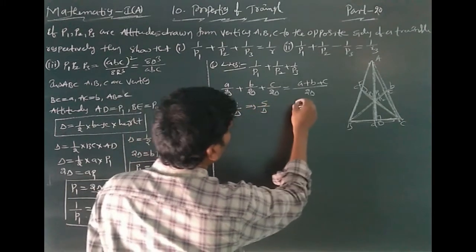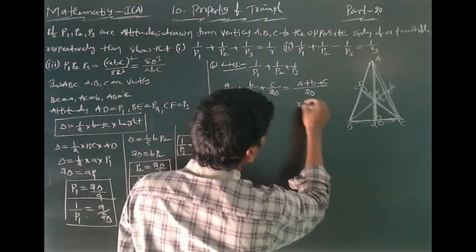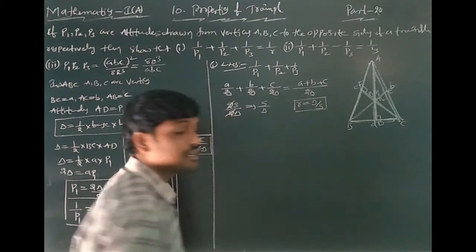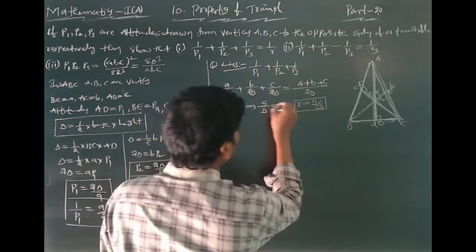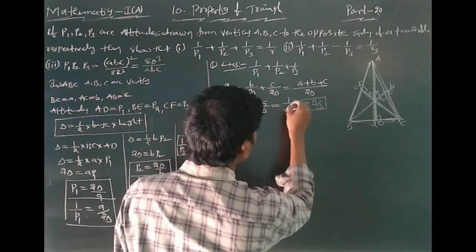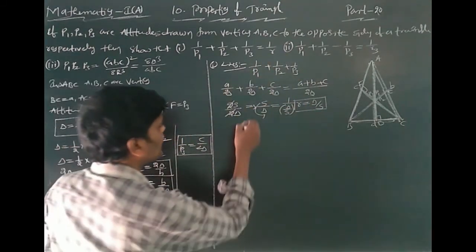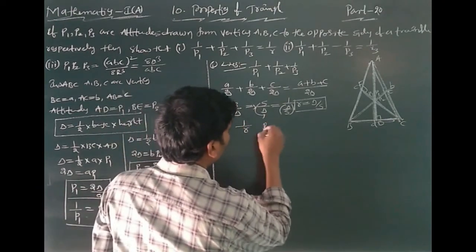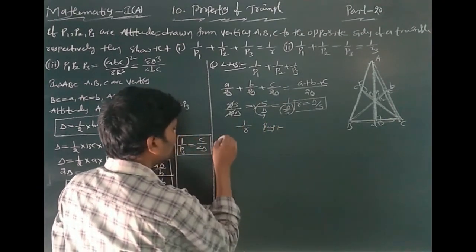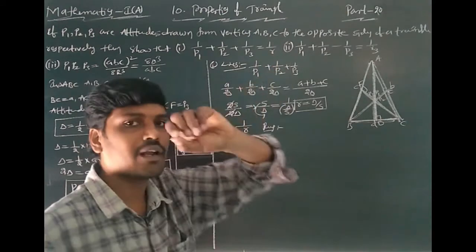S by delta. You know that r equal to delta by s. So you can write this as 1 by (delta by s). What is the value of delta by s? r. That's why you can write 1 by r. This is the RHS part. The first one is completed.